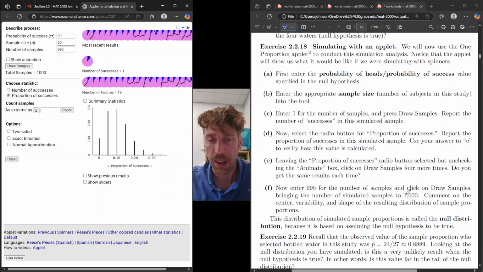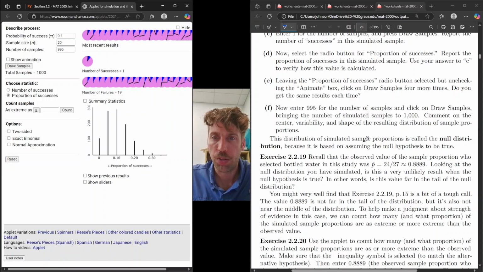Okay, so the center can be the mean, median, or mode. Mean would be averaging all those things, which you could also just click summary statistic right there. That would give you the mean. You could also say the mode, which one's most common. And then for the variability, you could give me that standard deviation right there, or you could say most of the values are between here and here. Either of those is fine.